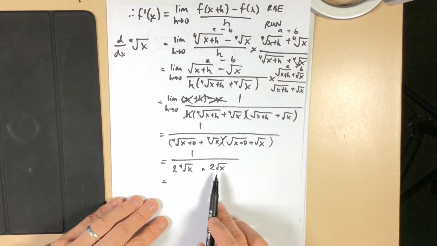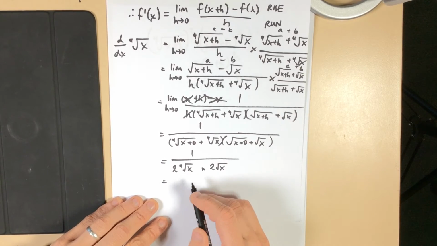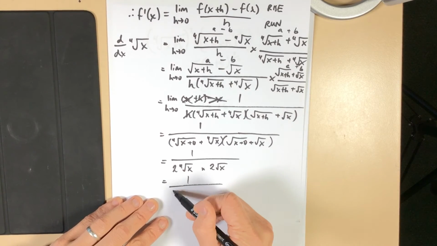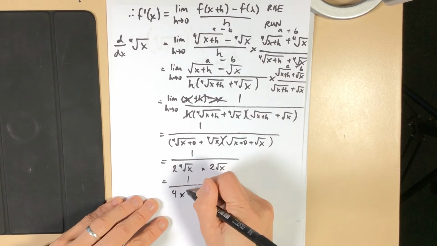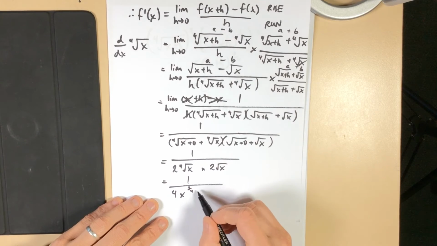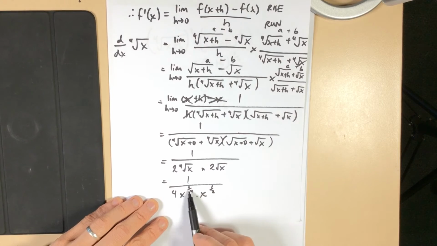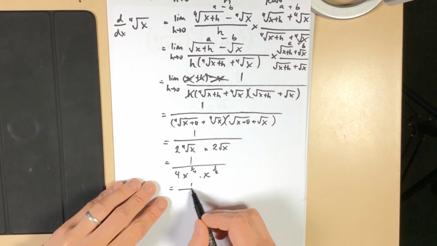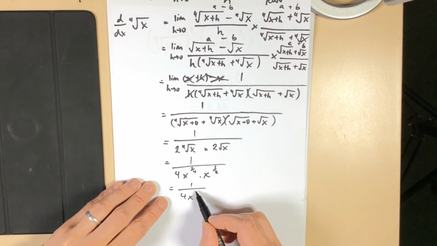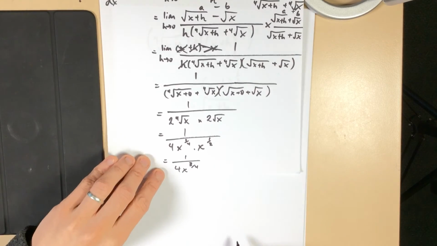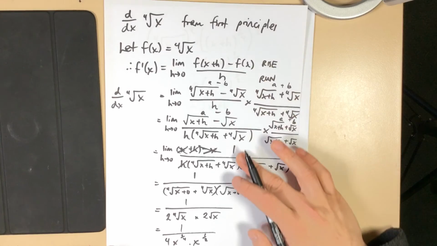Okay. Now, these are going to interact with each other. It's probably easier if I put it into index notation. I've got 2 times 2, which is just 4. This is x to the power of a quarter, and this is x to the power of a half. So index laws tells me I should add these 2 numbers together, and I get 1 over 4x to the power of 3 over 4. Okay? Right, so there you go. That's how I went through it by first principles.